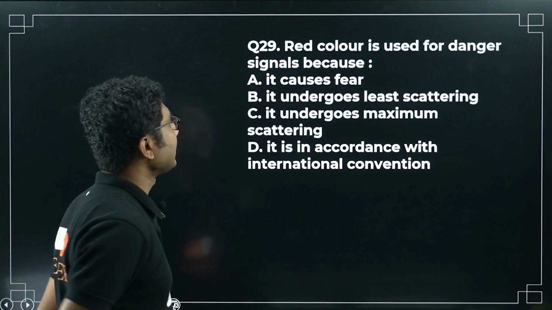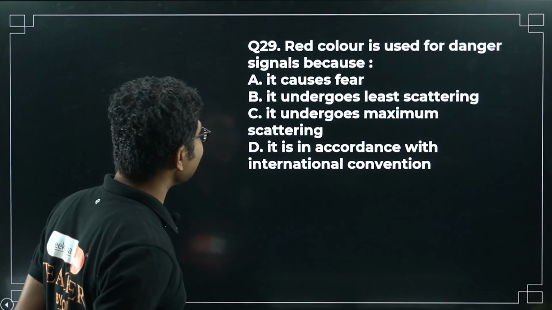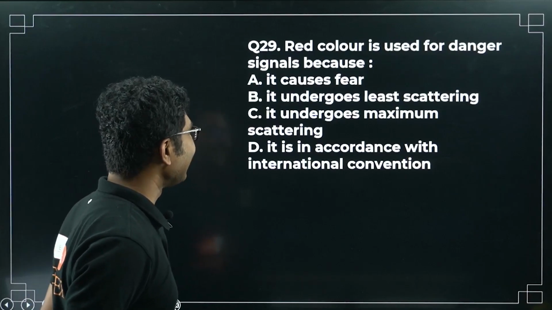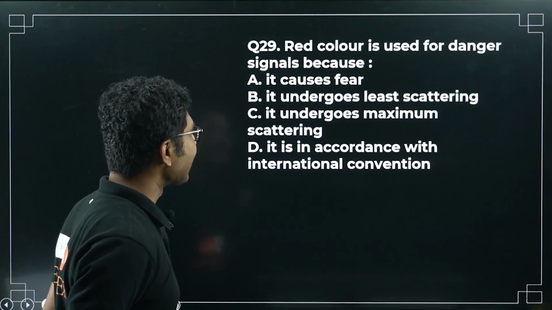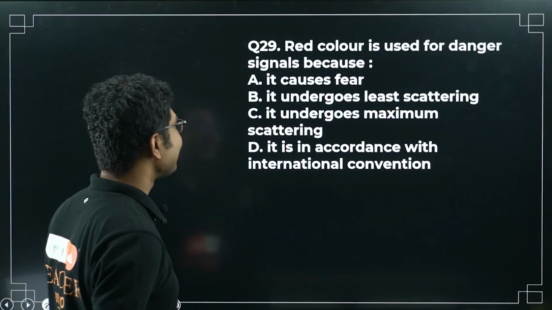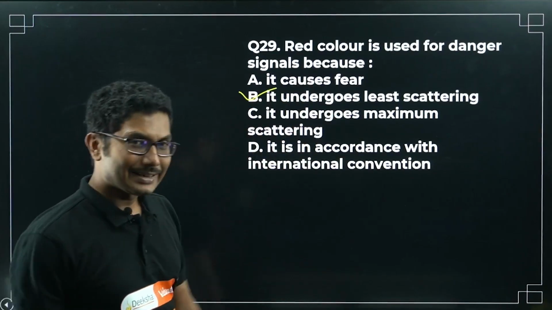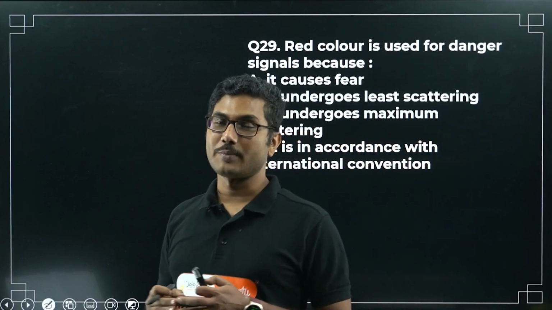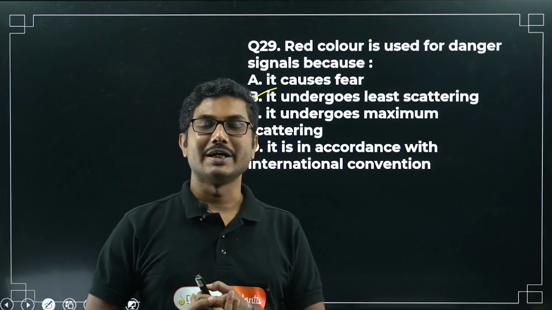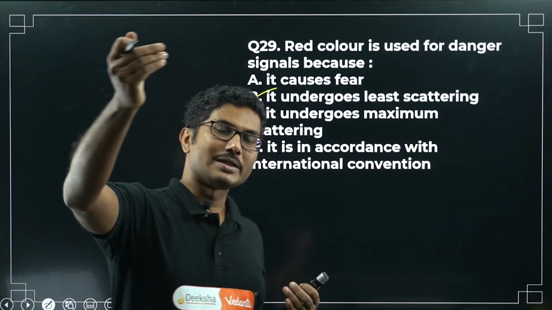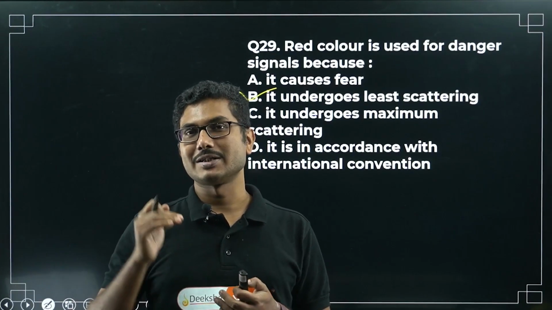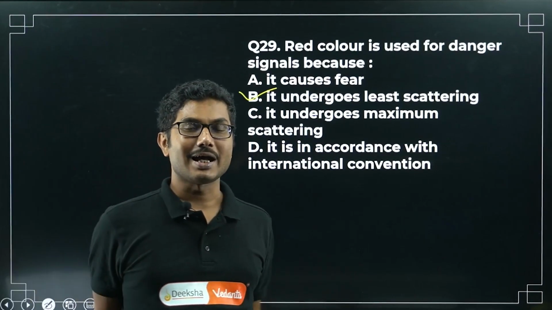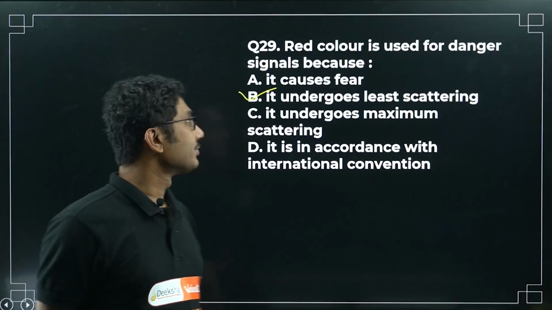Okay, next question. The red color is used for danger signals because it causes fear, it undergoes least scattering, it undergoes maximum scattering, or it is in accordance with the international convention. Because it scatters the least, that's why we can see the red color from a very long distance. From far away, even if you may not be able to see the green color or blue color, you can still see the red color because it does not scatter. So it can warn you from the distance that there is a danger ahead. So that's why red color is used.